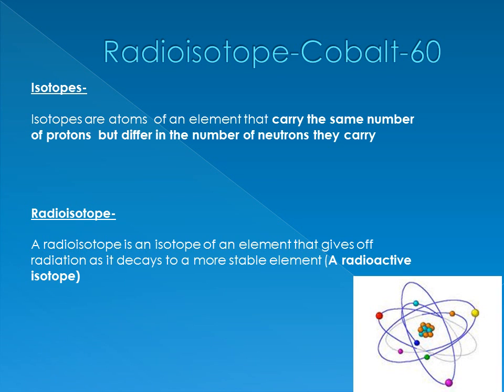Isotopes are atoms of an element that carry the same number of protons but differ in the amount of neutrons that they carry. A radioisotope is an isotope of an element that gives off radiation, simply a radioactive isotope.